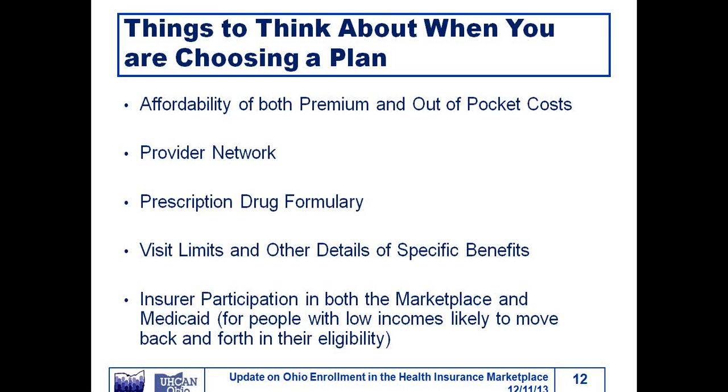The provider network. Plans are keeping prices down by providing pretty narrow networks. So if you have providers that you want to keep seeing, you're going to need to look at the provider network for the plan you're interested in to see that your providers are there. Prescription drug formulary, we'll talk more about that later, but if you're on a particular prescription drug, you're going to want to make sure your plan has it as a preferred drug. If you can find it as a preferred drug, you'll see the plans have different tiers.